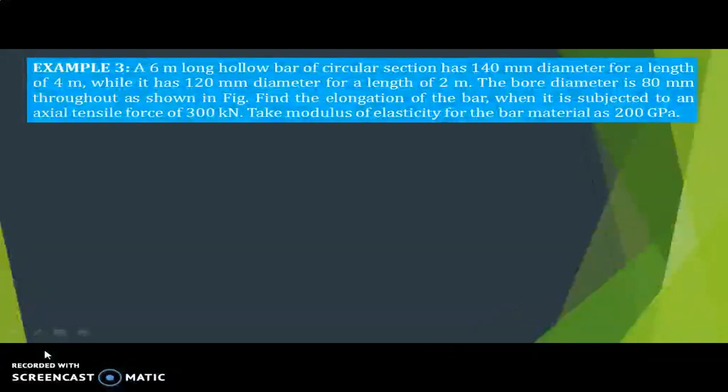Okay, in the last class I explained two numericals on bars of varying sections. Today we will solve one more example.